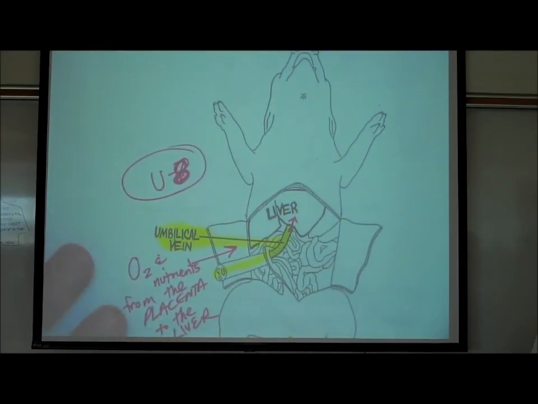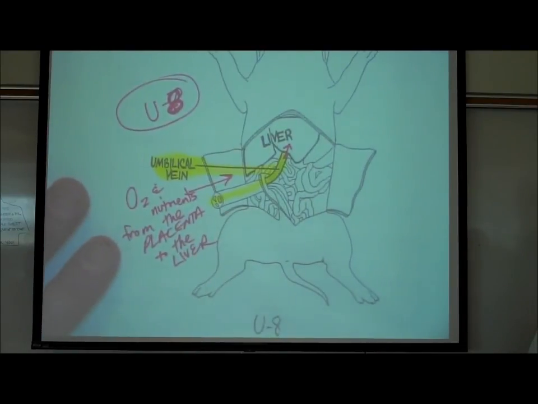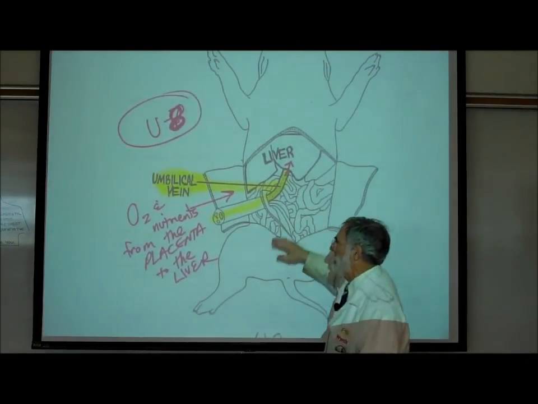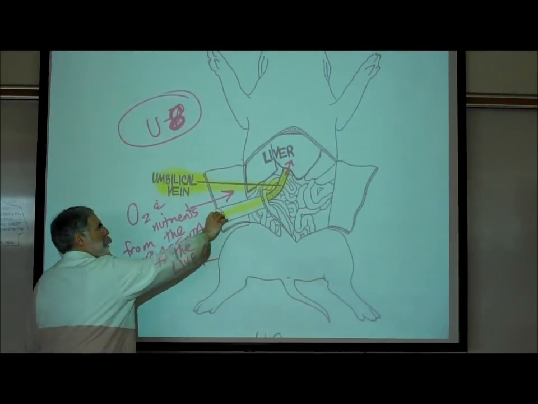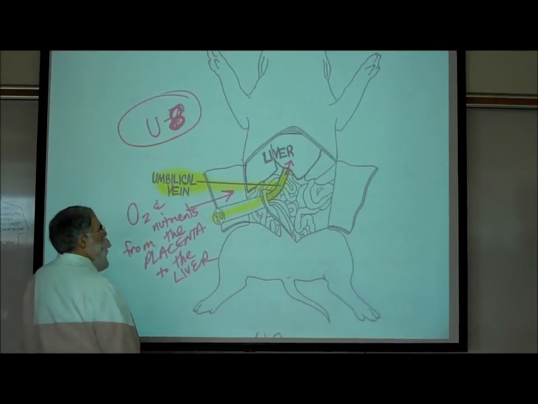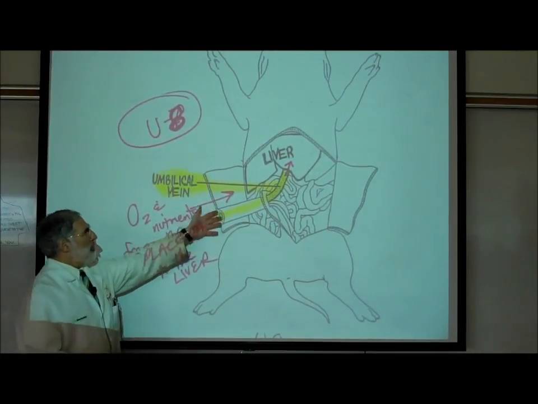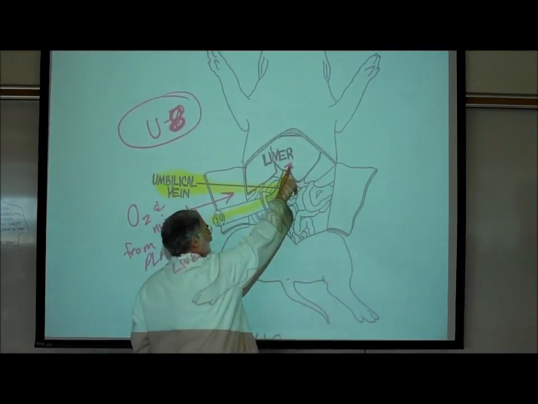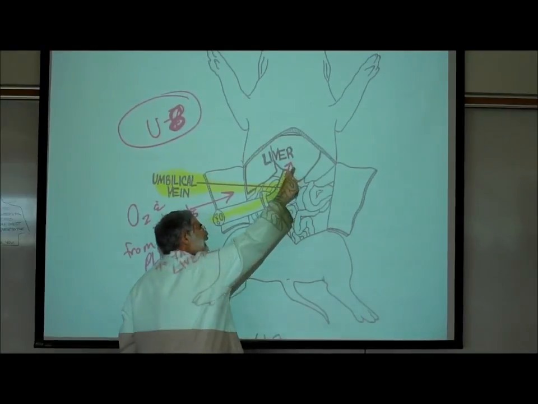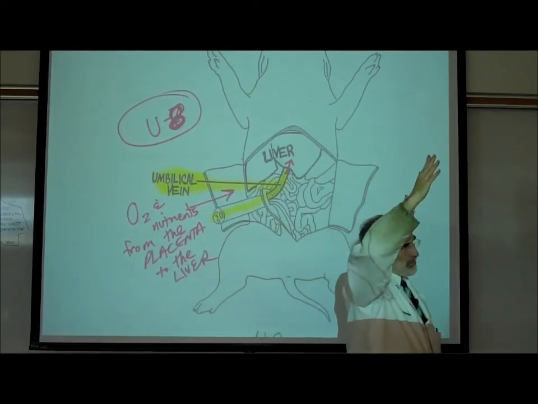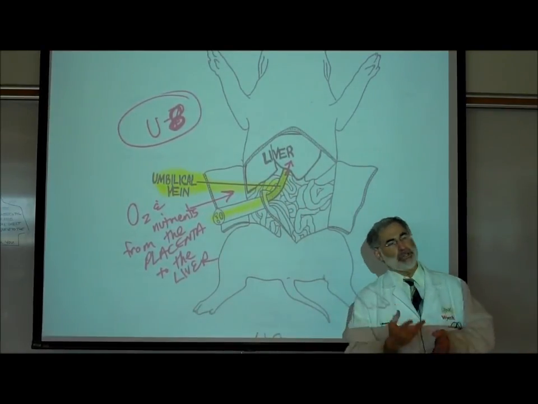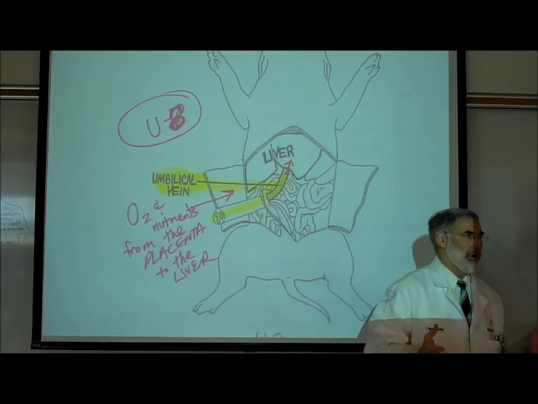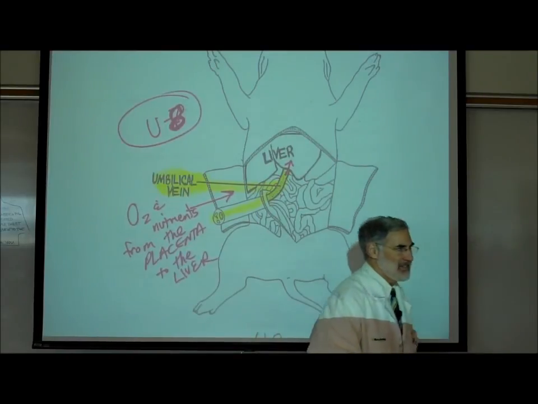Now, let me just do one last one here for a moment. On U8, this shows that the abdomen has been opened up on the piggy, and this is the umbilical cord. When you open up the abdomen, you can see this umbilical vein from the umbilical cord going right to the liver. It actually goes from the liver to the heart. Again, this is a unique structure found in a fetus. As an adult, we don't have an umbilical cord. We don't have umbilical arteries and veins.